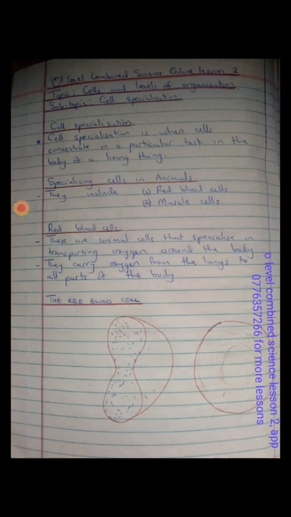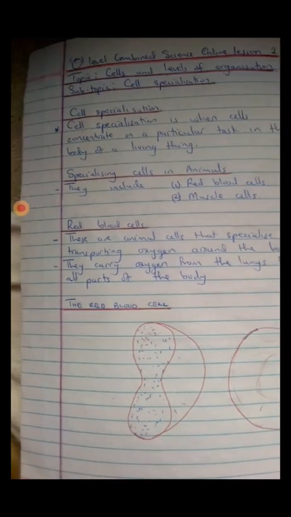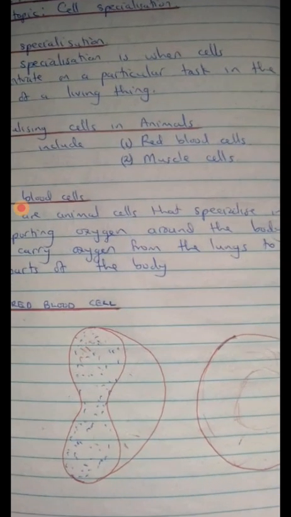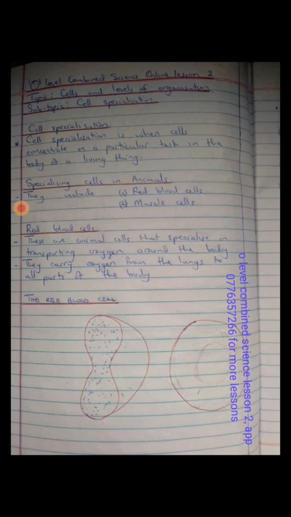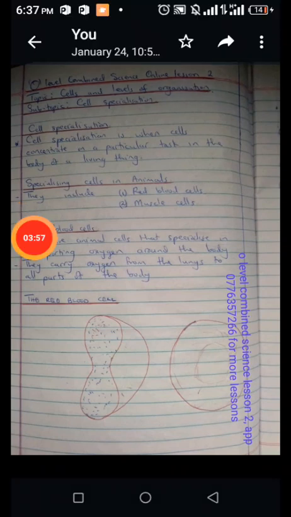Red blood cells are animal cells that specialize in transporting oxygen around the body. They carry oxygen from the lungs to all parts of the body. These are what we call red blood cells. I have managed to draw for you a sketch diagram of a red blood cell, as you can see there. You should be able to draw a red blood cell.